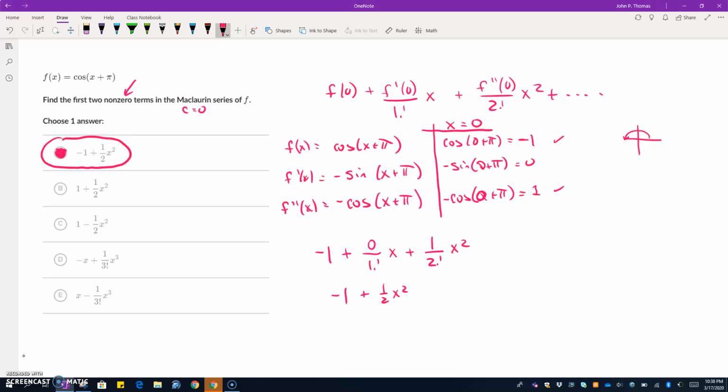Most common mistakes are just losing a sign on this one. That's what I see, or incorrectly taking the derivatives.